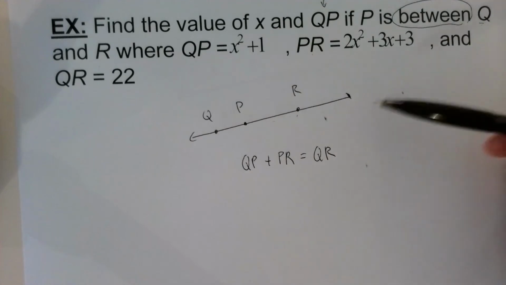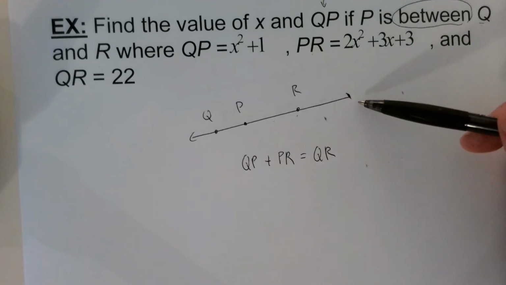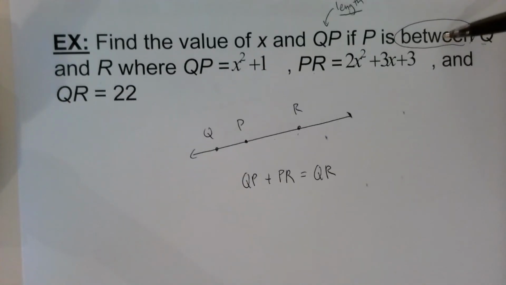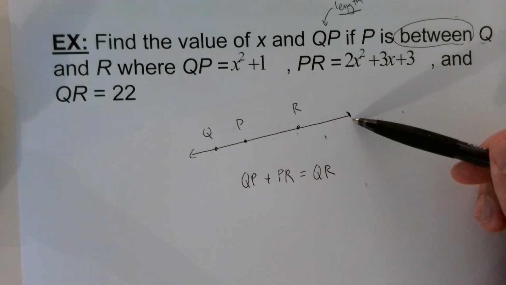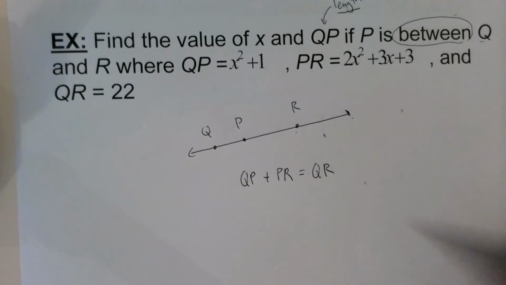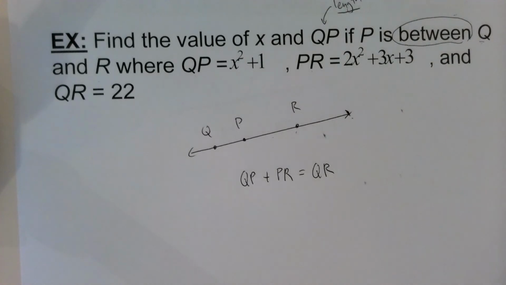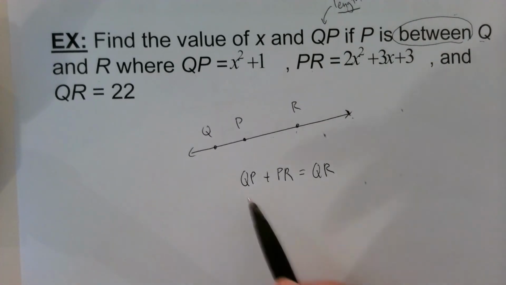Alright, so far we haven't done any work, but all we've done is translate this word "between" in the context of points P, Q, and R into a picture and into an equation. I want you to do that every single time. I guarantee you if you do that, it will make your life so much easier.